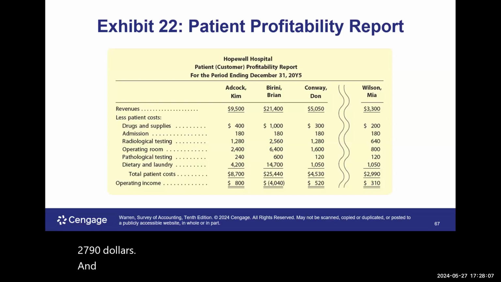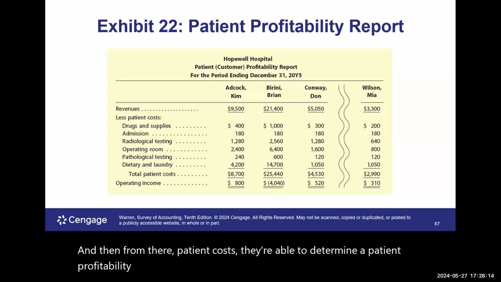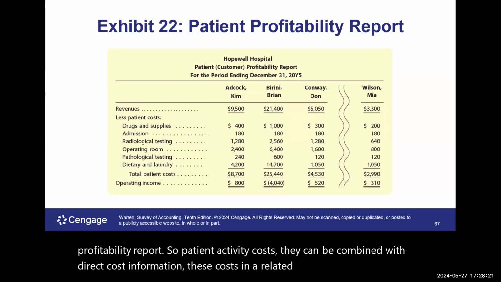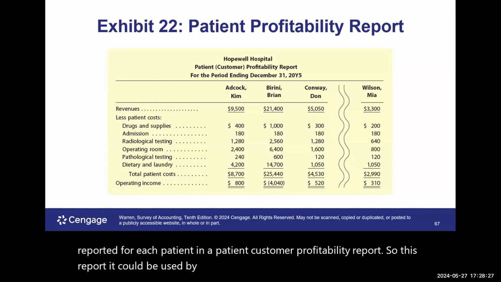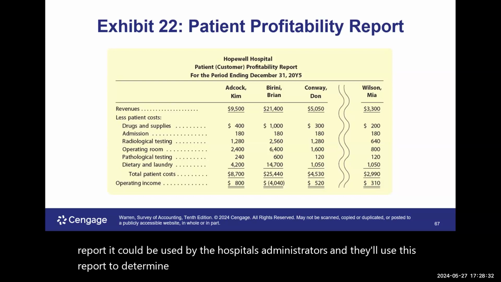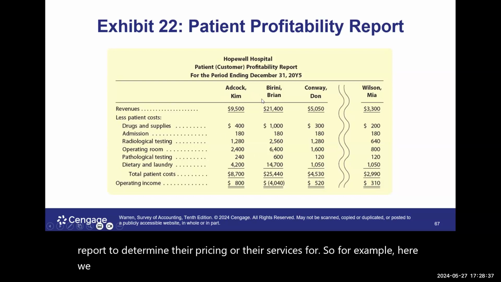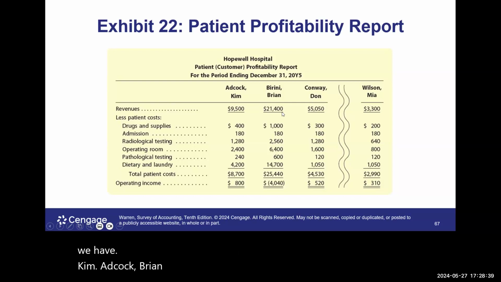From there, using patient costs, they're able to determine a patient profitability report. Patient activity costs can be combined with direct cost information. These costs and the related revenues can be reported for each patient in a patient customer profitability report. This report can be used by the hospital's administrators to determine the pricing of their services. For example, here we have Kim Adcock, Brian Barini, and Don Conway.